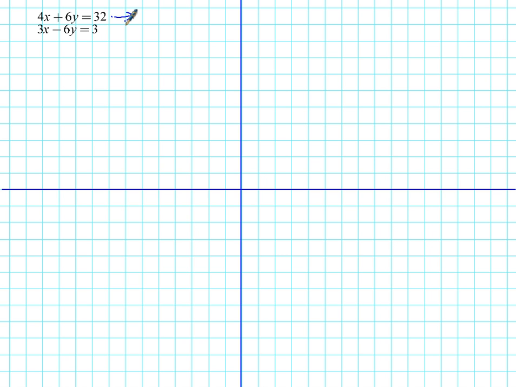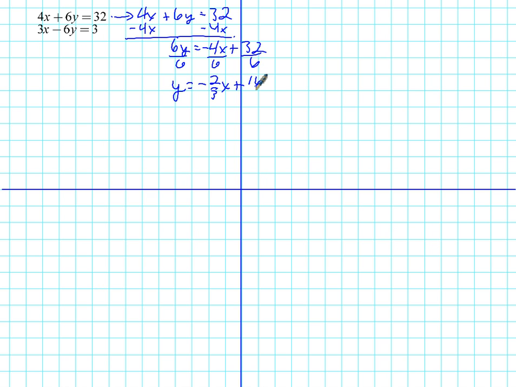So that top equation, the first thing I'm going to have to do is subtract the 4x from both sides. This is just good practice here. So minus 4x from both sides. And now I have 6y equals -4x plus 32. Now I divide everything by 6. And I get y equals -2/3 x plus that 16/3 that I said earlier. So that one's in slope-intercept form now.